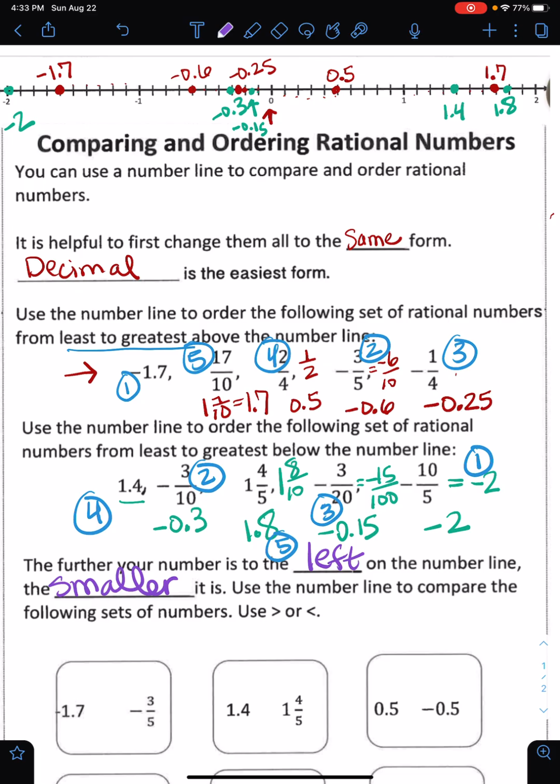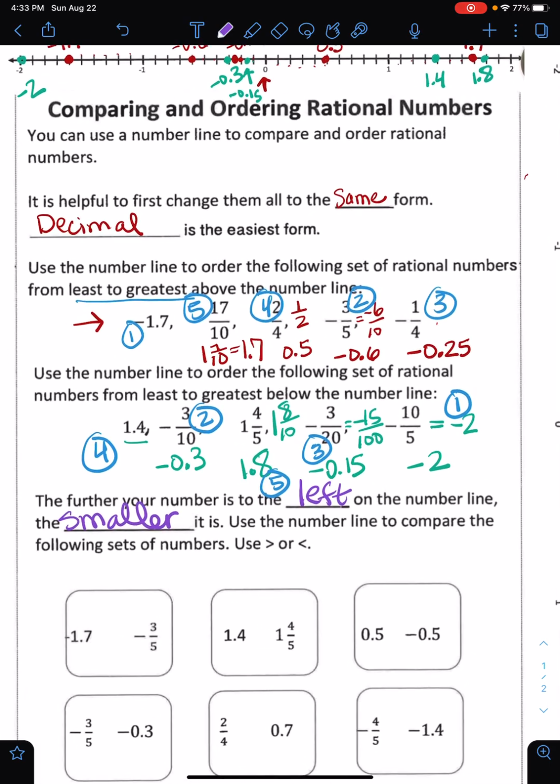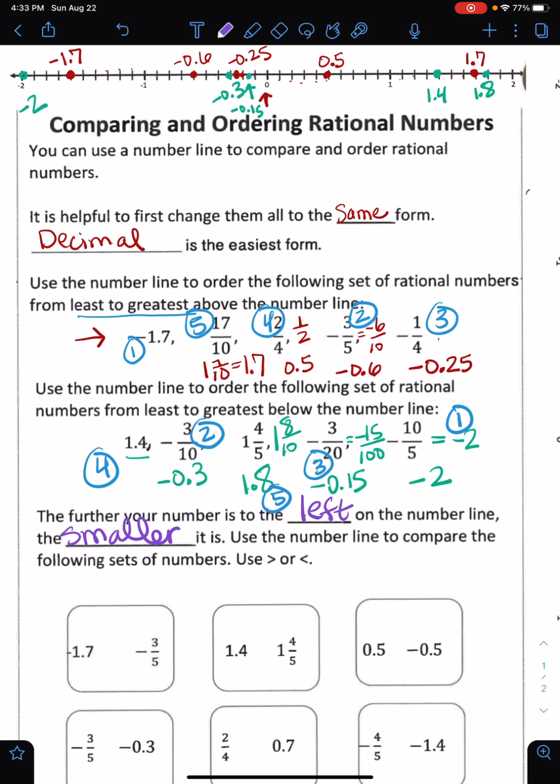All right, so look in these boxes. They want you to put a greater than or less than symbol, and all of the numbers in the boxes are from these numbers up here. So they're already on the number line for you to see. So -1.7 and -3/5. Remember, -3/5 is right here. So it was 0.6, this one is smaller.